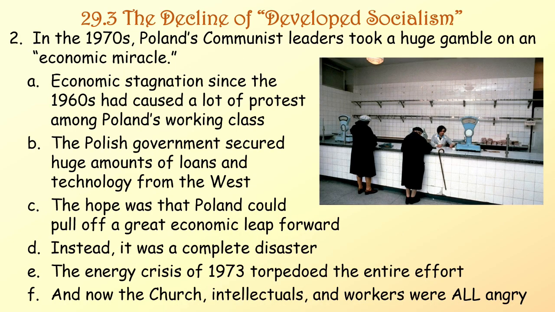In the 1970s, Poland's communist leaders took a huge gamble on an economic miracle. Economic stagnation since the 1960s had caused a lot of protest among Poland's working class. The Polish government secured huge amounts of loans and technology from the West, and the hope was that Poland could pull off a great economic leap forward. Instead, it was a complete disaster. The energy crisis of 1973 torpedoed the entire effort, and now the church, intellectuals, and workers were all angry.